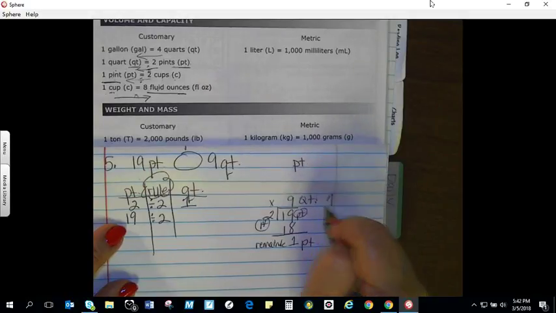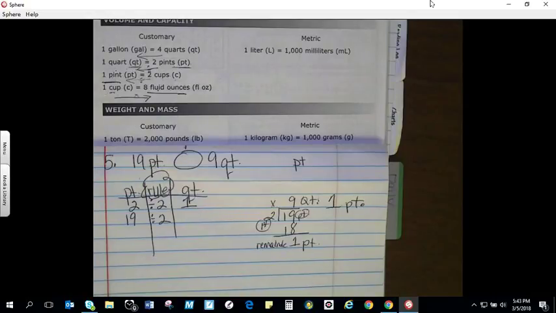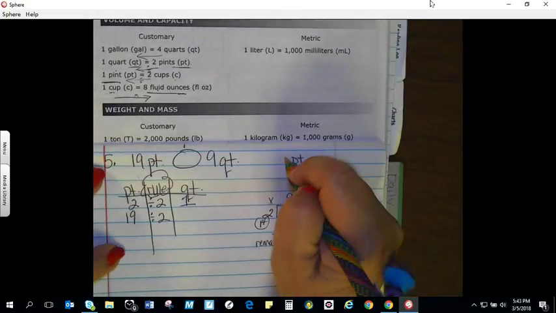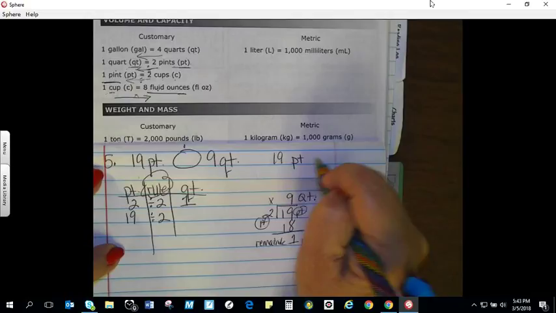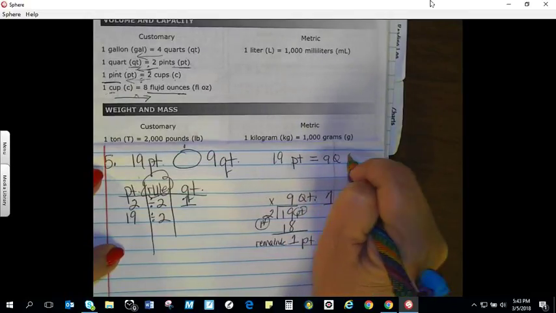and 1 pint. Okay, so which direction is this going to go into? So 19 pints is equal to 9 quarts and 1 pint.